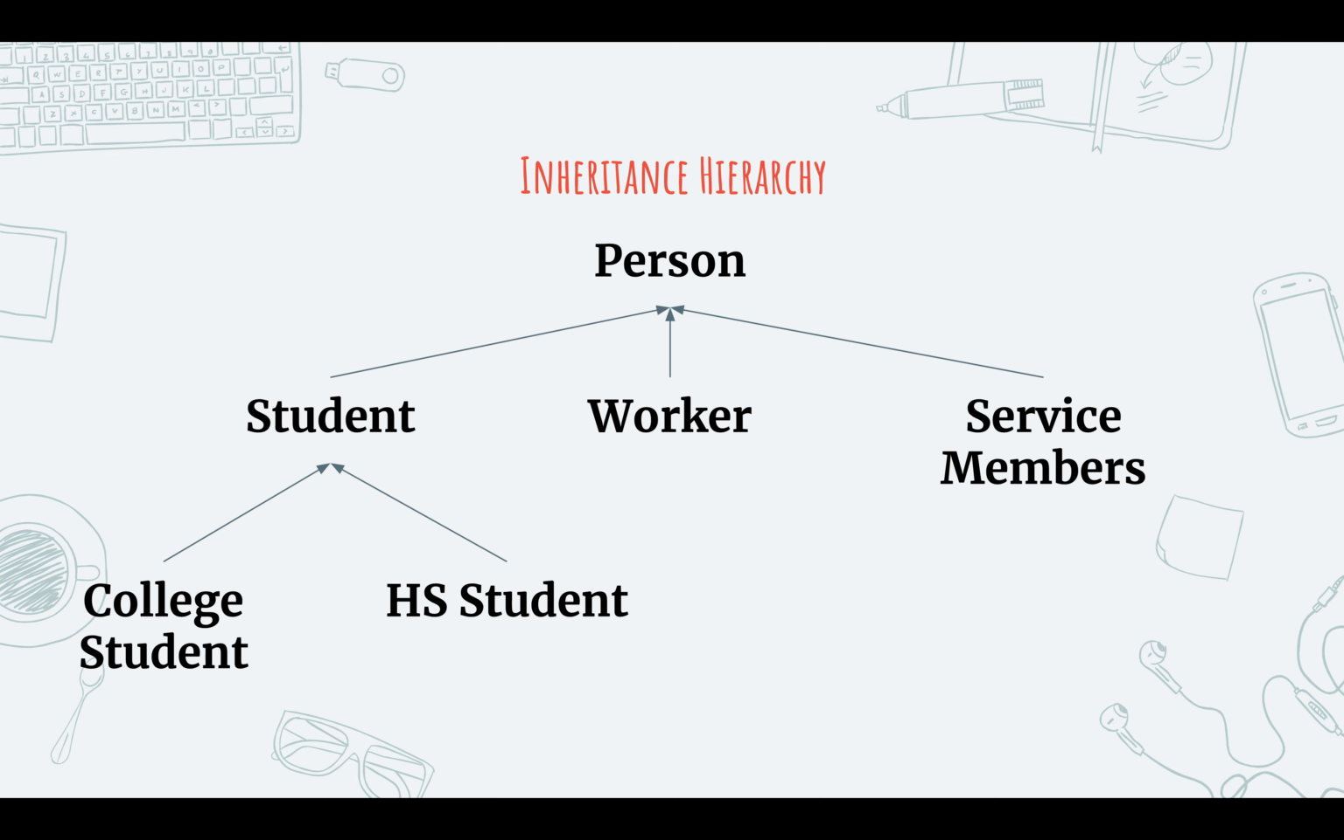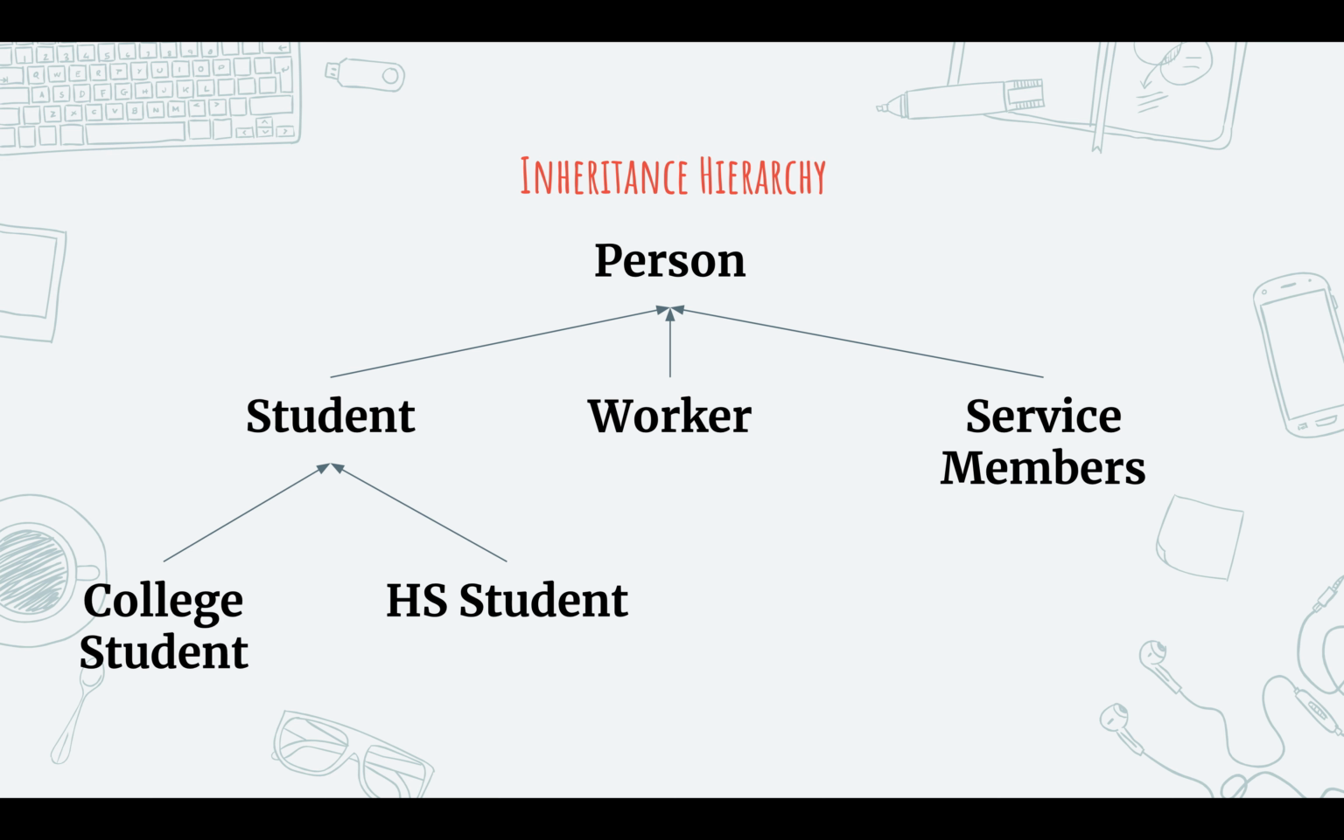We see the same relationship with service members. Not all people are service members, but all service members are people. And then subclasses can also be superclasses for other classes. It doesn't stop there. We can have a college student. All college students are students, but not all students are college students. They could be high school students. High school students are students, but not all students are high school students.